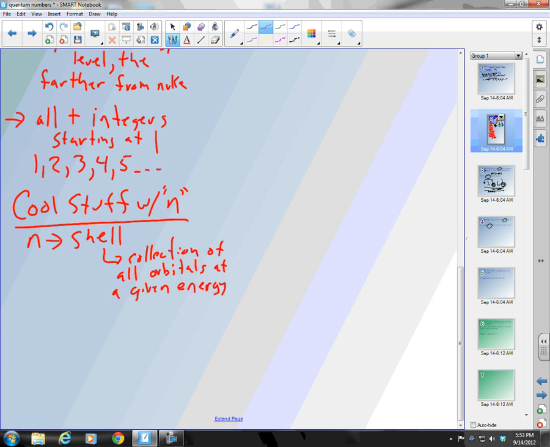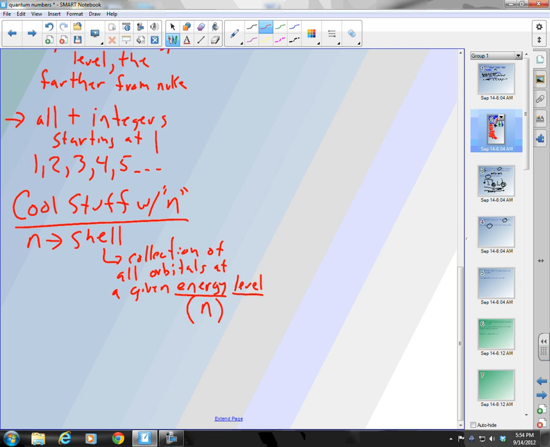Now, I'm giving you some code words here. From now on, whenever you see these two words together, energy level, you should always start thinking n. So really we're saying a shell is a collection of all the orbitals at a given n. So when I talk about the fourth shell, that means I'm at the fourth energy level, and I'm talking about all the orbitals within that energy level.